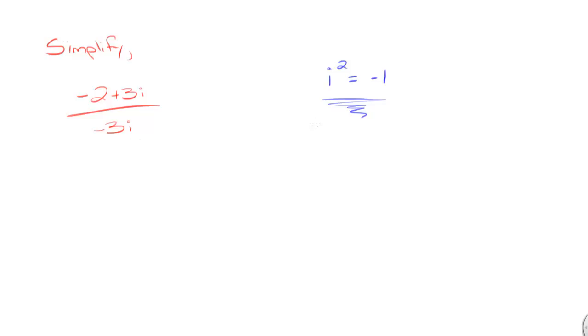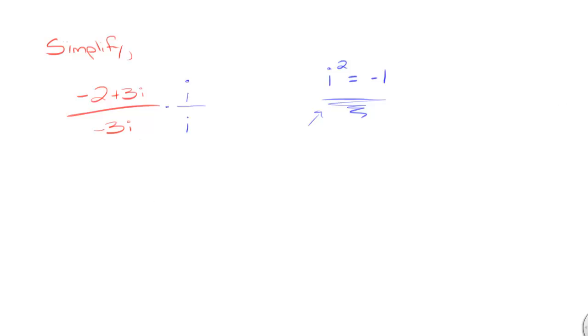What we're going to do is use this property that i squared equals negative 1. We treat this like a rational expression. We can multiply the numerator and denominator by anything we want. It depends on our purpose. In this case, we're trying to get rid of an i factor in the denominator. What we're going to do then is multiply both the numerator and the denominator by i.